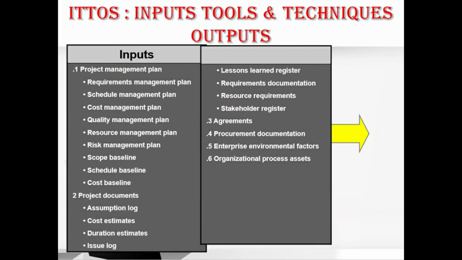In inputs, we have the project management plan, consisting of the requirements management plan, schedule management plan, cost management plan, quality management plan, resource management plan, risk management plan, scope baseline, schedule baseline, and cost baseline. Next, the project documents, which contain the assumption log, cost estimates, duration estimates, issue log, lessons learned register, requirements documentation, resource requirements, and stakeholder register. We also have in the inputs agreements, procurement documentation, and EEFs and OPAs, that is enterprise environmental factors and organizational process assets.